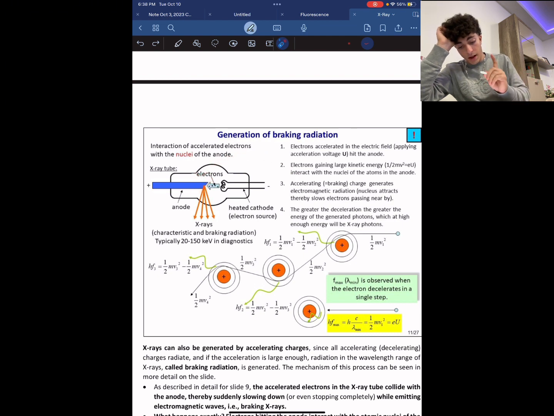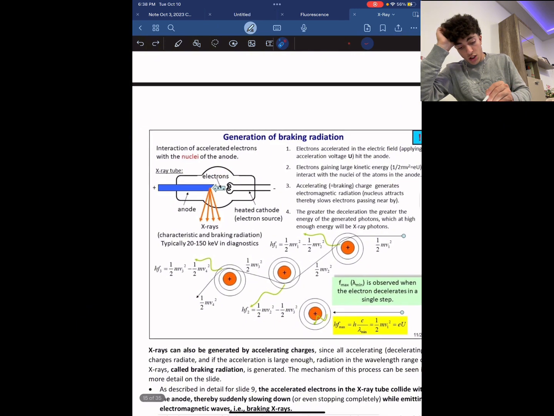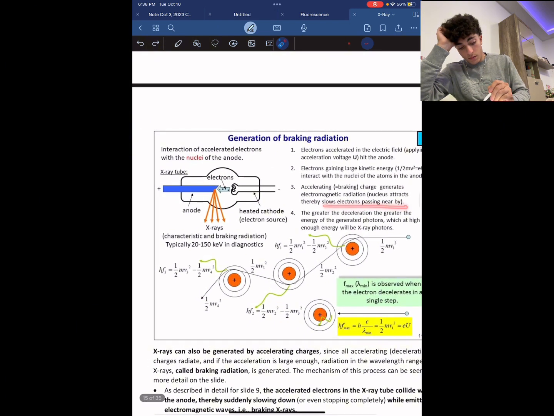Same thing as before. But here it says the accelerated energy hits the anode and starts to slow down as it passes these nuclei. Okay, so accelerating braking charge generates electromagnetic radiation, where the nucleus attracts, thereby slows electrons passing nearby. So it goes like this. Whee! Right? And through this slowing down, it emits energy.